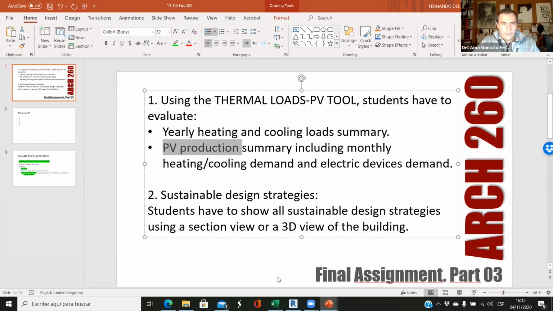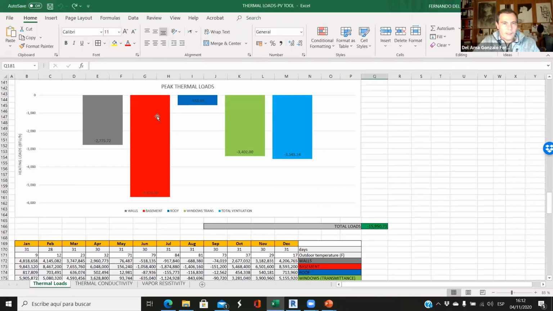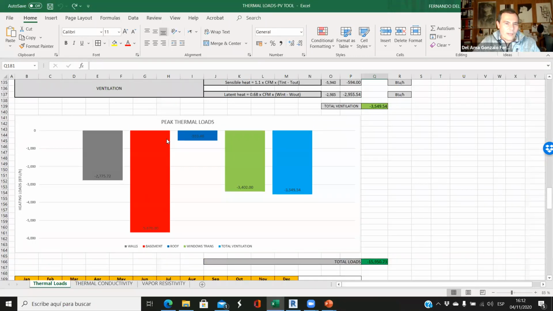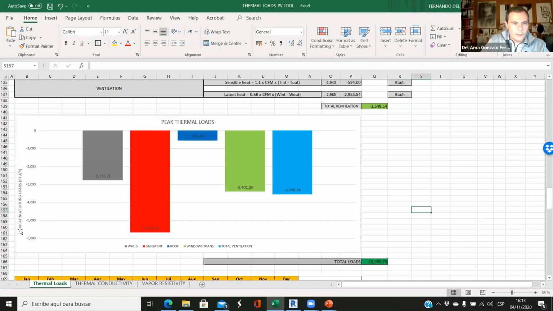So let's do it. If we open this, we have already used the first part of the Excel file, and most of you have included this graphic. And this graphic, here I have to change this. This is heating and cooling, okay? Because we are using this graphic for heating and cooling.